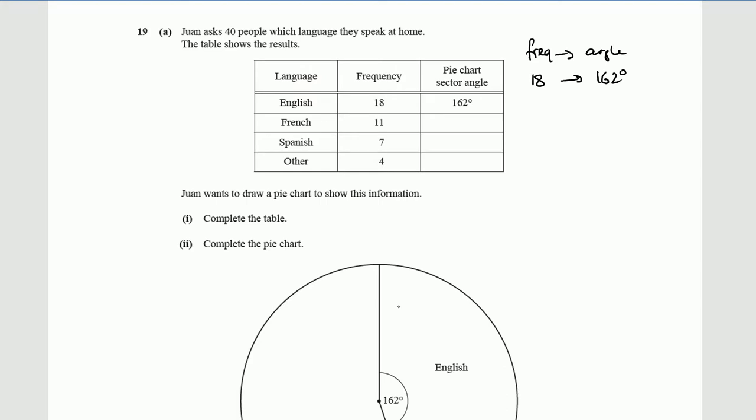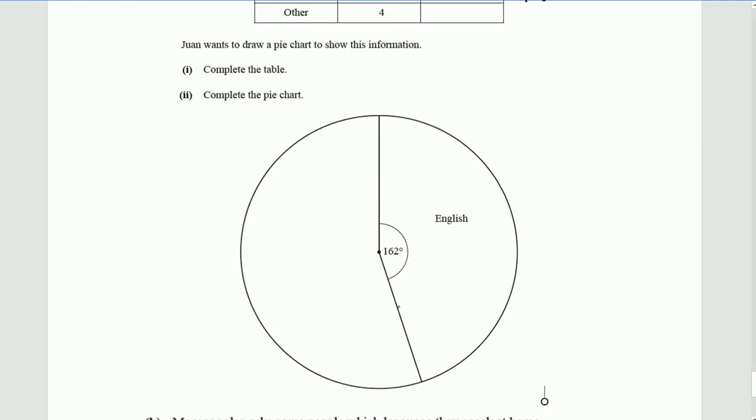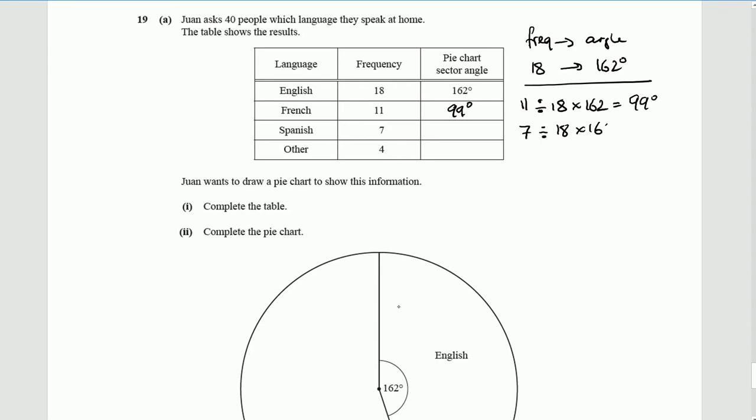So to turn a frequency of 11 into an angle, I've got to divide by my frequency number to get out of frequency land and times by 162 to get into angle land. And we're going to do that now. 11 divided by 18 times 162 gets me an angle of 99 degrees. And now I'm going to keep on going. A frequency of 7, dividing by 18 gets me out of frequency land, and timesing by 162 gets me into angle land. So if I do that on my calculator, we're getting 63 degrees.